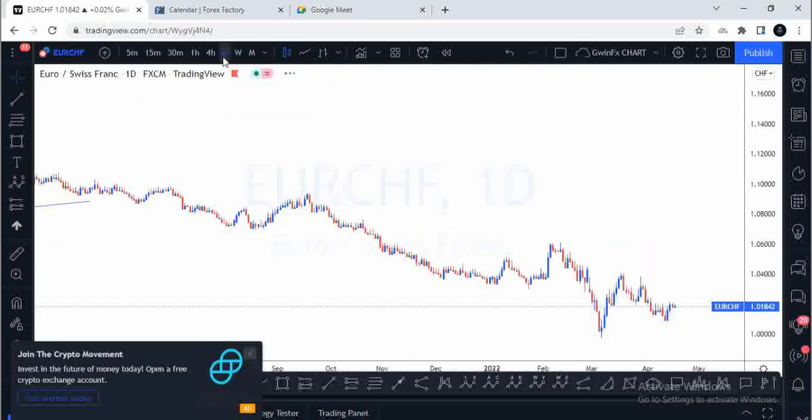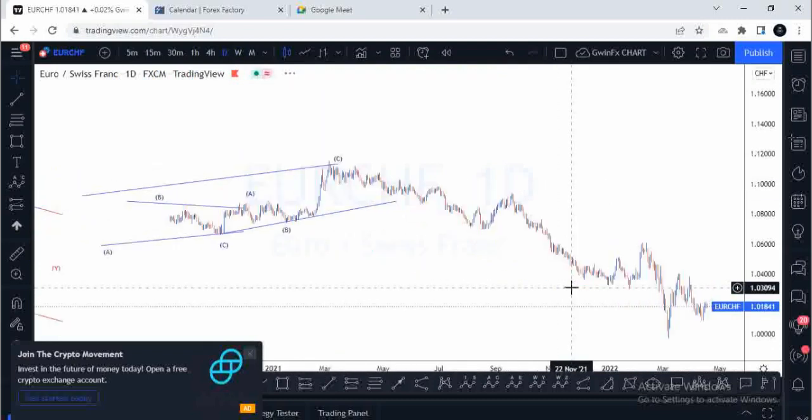But I want to go down to the weekly time frame. The weekly time frame is where we're going to look at what is happening, what is going on with all these price movements here.